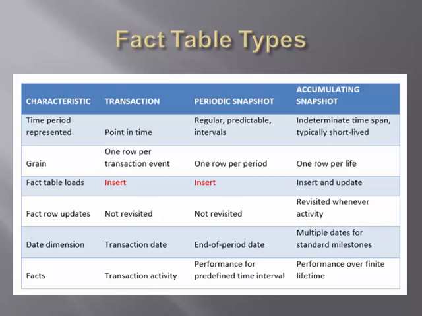Similarly, if you look at the date dimension characteristic, the transaction table would have a transaction date. Periodic snapshot inventory model would have an end of period date. The accumulating snapshot would have multiple dates for standard milestones, because accumulating snapshot has a beginning date, an ending date, and an identifiable dimension. So that's where the standard milestone comes into play.